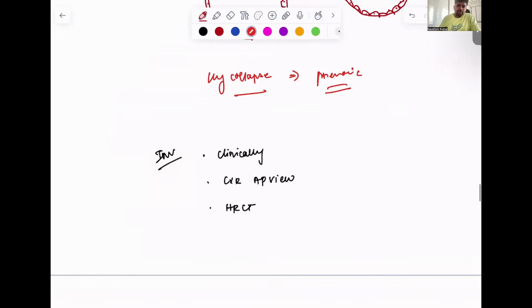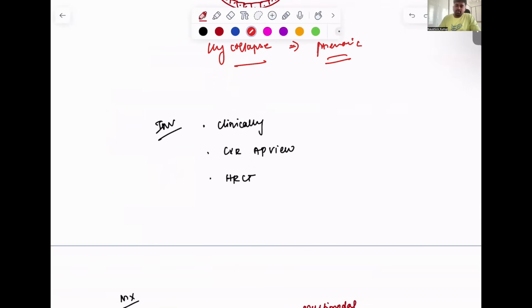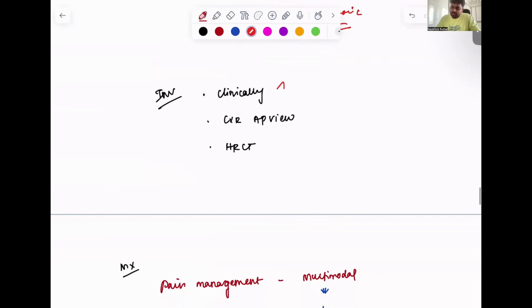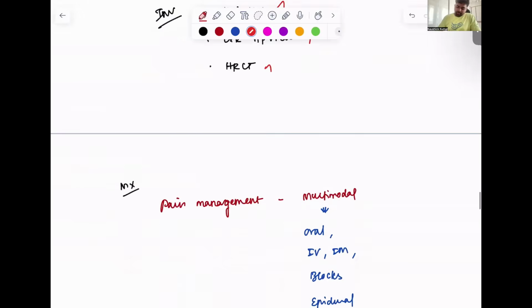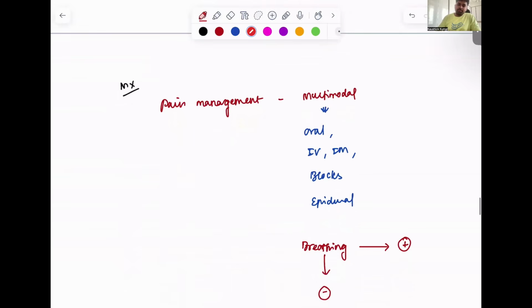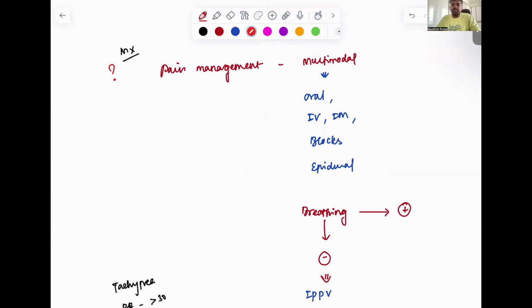So what is the investigation? Flail chest is a clinical finding. So you are going to investigate flail chest as any other rib fracture. You take chest X-ray, AP view, and HRCT is the gold standard or investigation of choice for the flail chest. So coming to the management part, how do you manage flail chest?